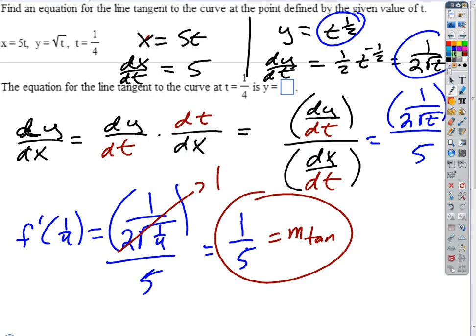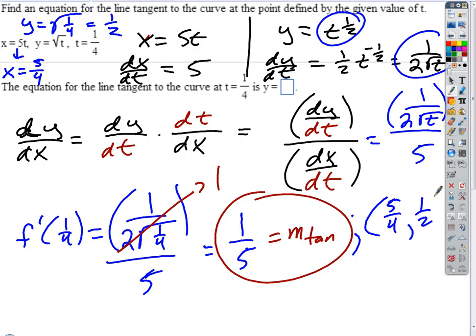So up here, x is going to be what then? 5 times 1/4 is 5/4, right? And y equals the square root of 1/4, which equals 1/2, right? And so we get this slope, and we get the point 5/4, 1/2.